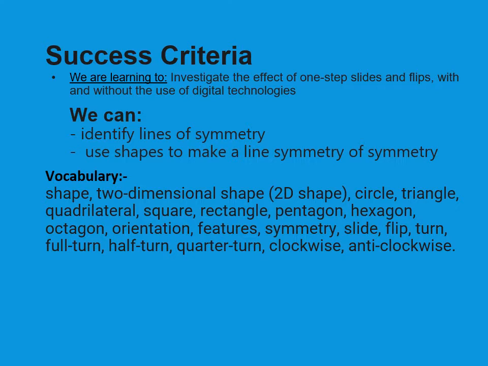We continue to use our vocabulary words, including shape, two-dimensional shape, circle, triangle, quadrilateral, square, rectangle, pentagon, hexagon, octagon, orientation, features, symmetry, slide, flip, turn, full turn, half turn, quarter turn, clockwise and anti-clockwise.